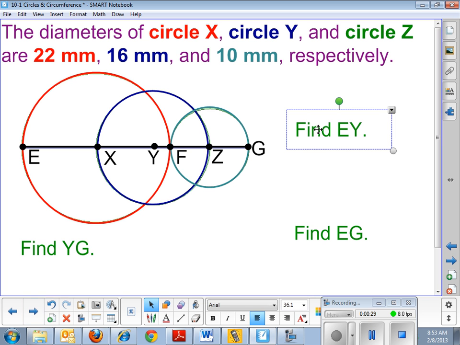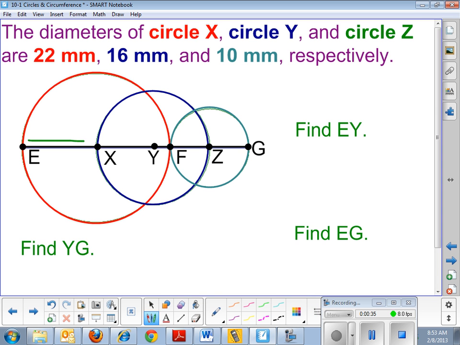In this first one, I want to calculate the length of segment EY. Come over here, that would be that total length. Well, now if I go back to this information, it tells me that the diameter of circle X is 22. Being it says circle X, I know X is the center of the circle, which is going to tell me that if I take 22 and cut it in half, that's going to give me the radius. So this length right here is 11, and so would this one.